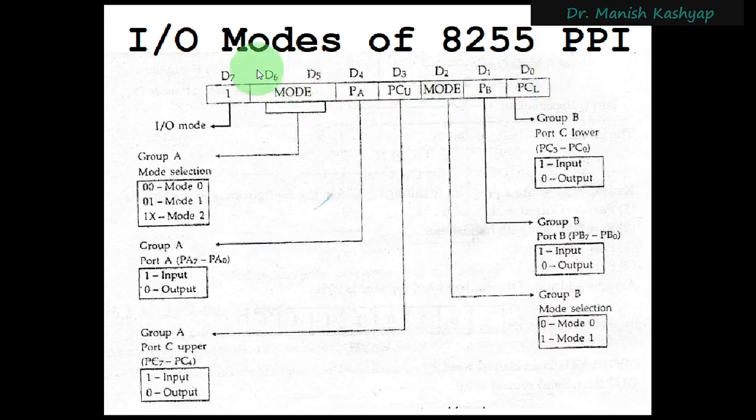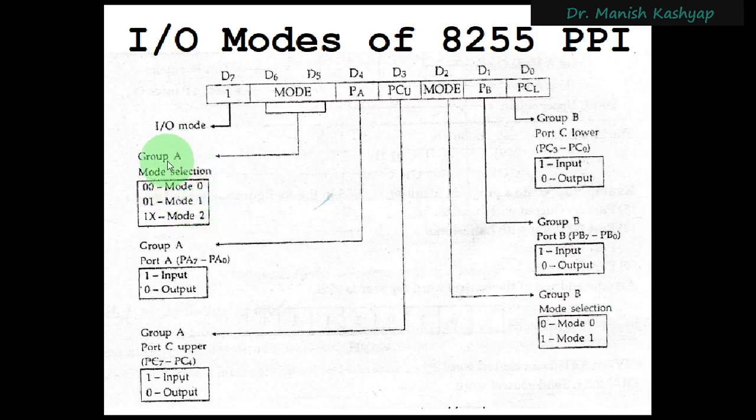So here you see, if this most significant bit is 1, then D5 and D6 are applicable to group A. By group A I mean port A plus upper bits of port C. So this mode is applicable for group A, and as we know, group A can operate in mode 0, mode 1, or mode 2.